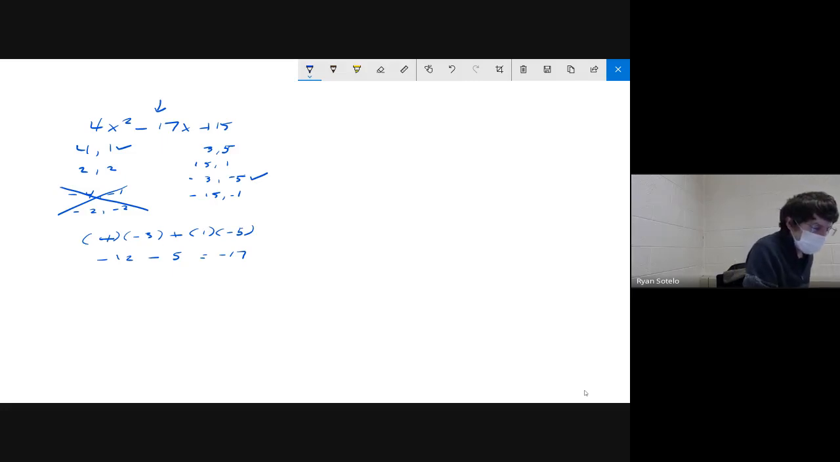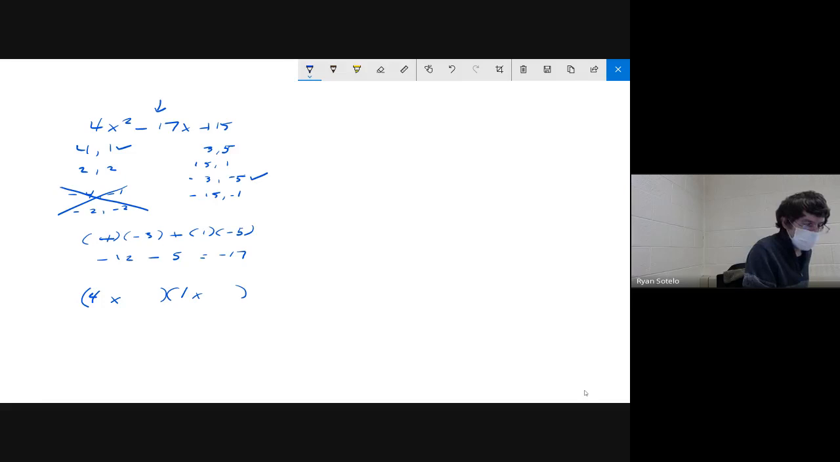The numbers that factored the 4 go in the front. So I will have something times x, something times x. These are my two factors. 4 and 1 will go in front. So here's my 4, and I'll put a 1 here. I don't need to write it, but I'll put it there anyway. Those first numbers go in the front. They go on the x.